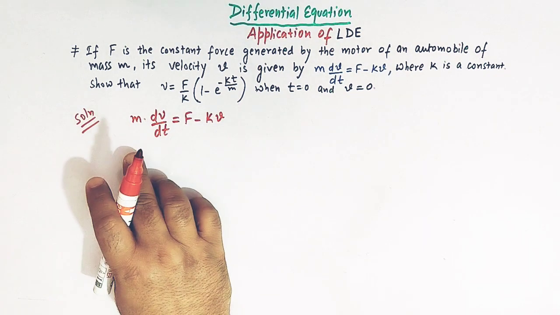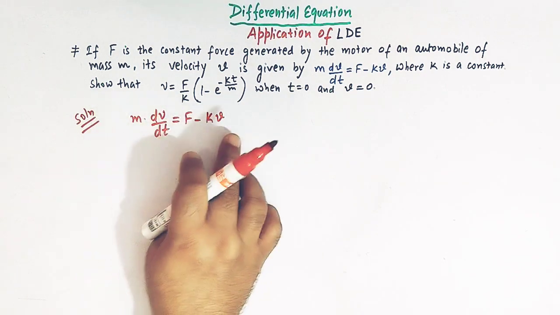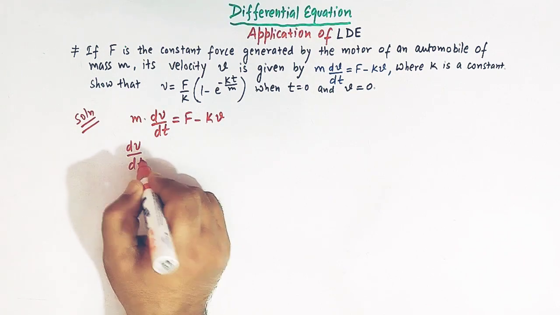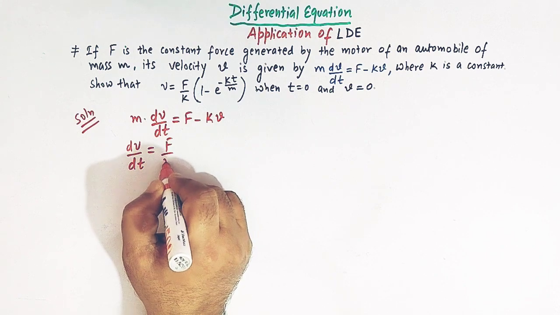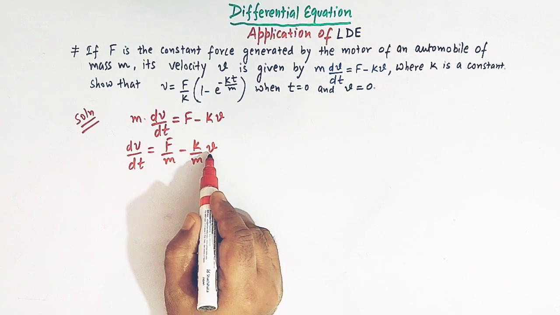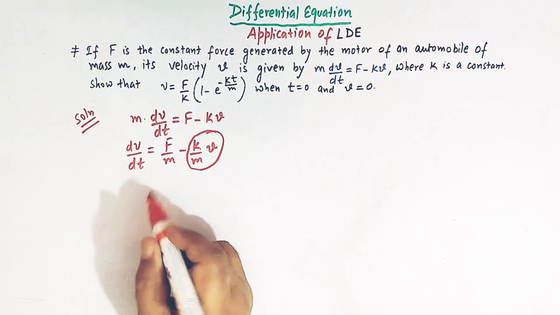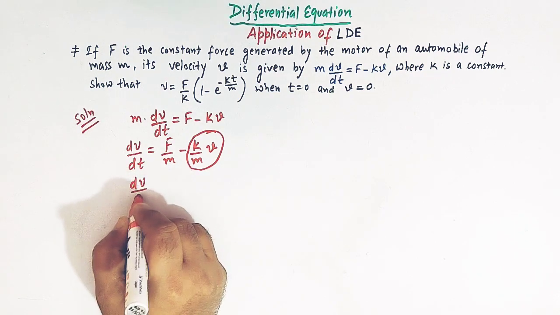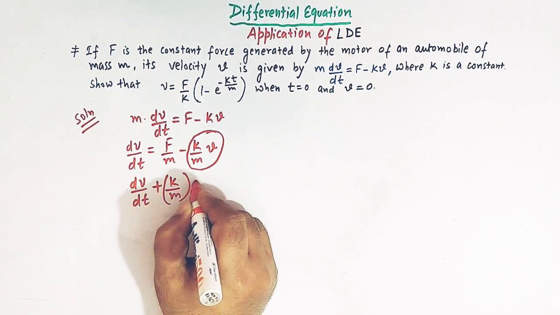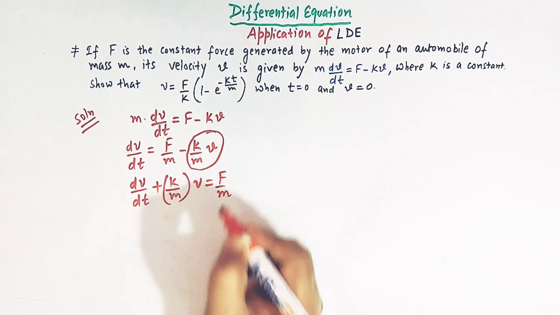Now let us start with this expression. Let us divide both sides by m. So we'll have dv over dt is equal to F over m minus k over m times v. Now taking this term to the left hand side, we'll get dv over dt plus k over m times v is equal to F over m.